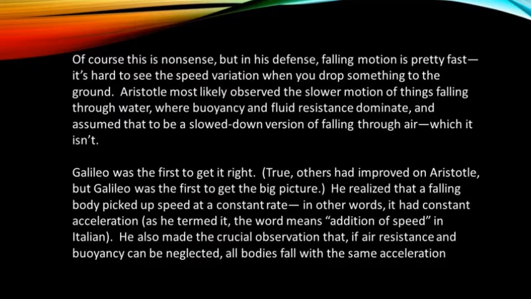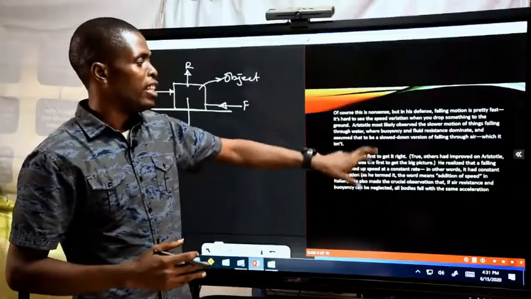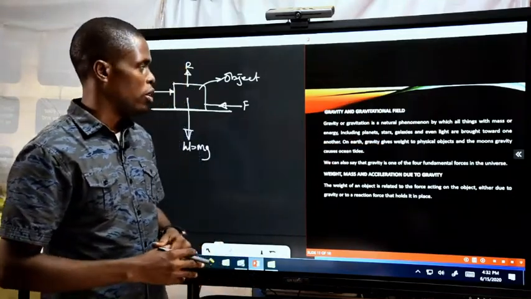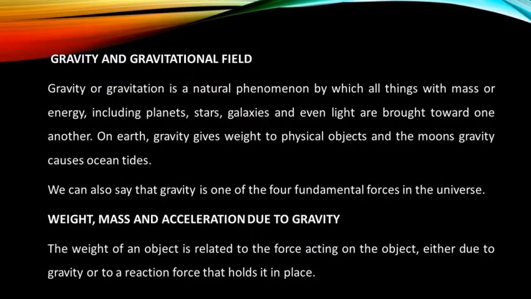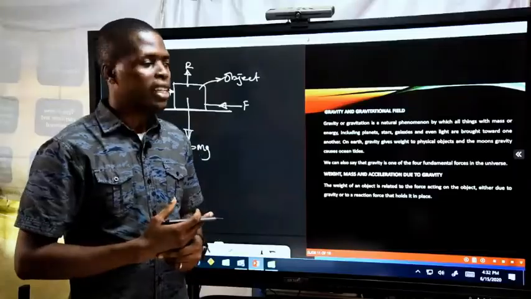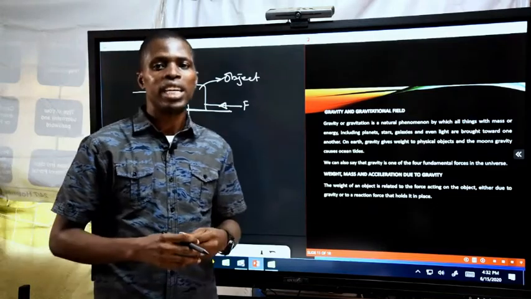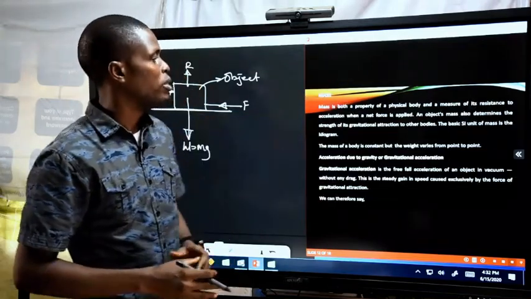So Galileo was another scientist that tried to explain the concept of gravitational force. And subsequently, we have Isaac Newton's theory, and Johann Kepler's theory. Now, gravity and gravitational fields are two terms that are used interchangeably. Gravity is a natural phenomenon by which all things with mass or energy, including planets, stars, galaxies, and even light, are brought towards one another. And the moon's gravity causes ocean tides. So the gravitational field is very important.